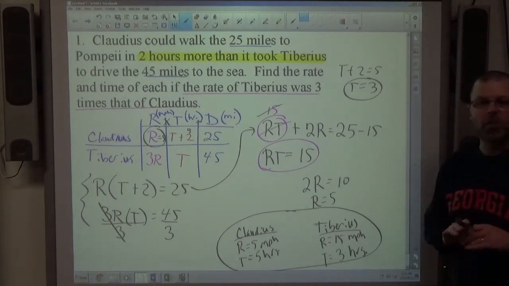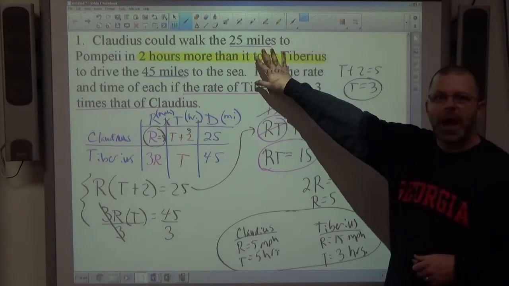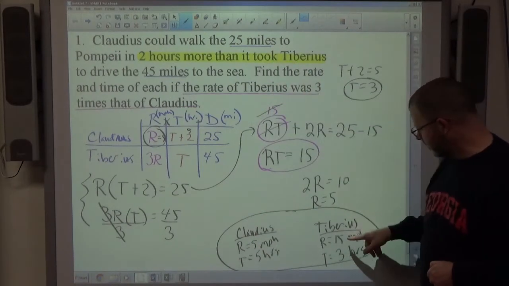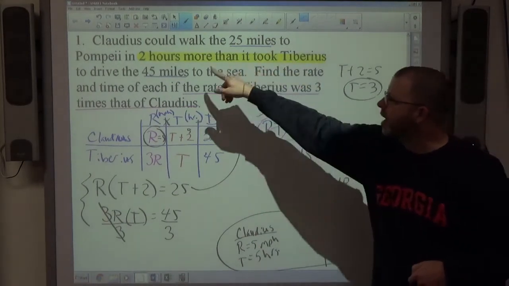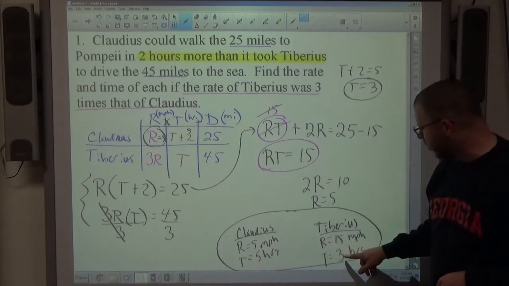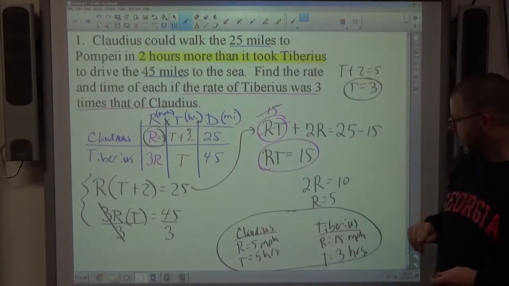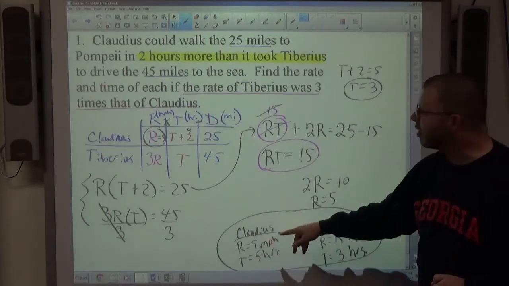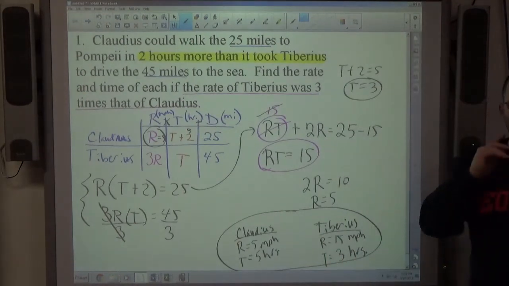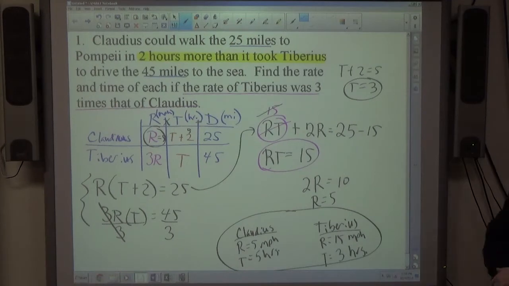Now, the way you can determine that it's the right answer is real simple. Make sure everything in the problem happens as it should. 5 times 5 is 25 miles for Claudius. 15 times 3 is 45 miles for Tiberius. 5 hours is 2 hours more than 3 hours. Claudius's time was 2 more than Tiberius's time. 15 is 3 times as big as 5. Tiberius's rate was 3 times that of Claudius. Verify that all the criteria in the problem are met with those answers. That verifies that you have the correct solution.